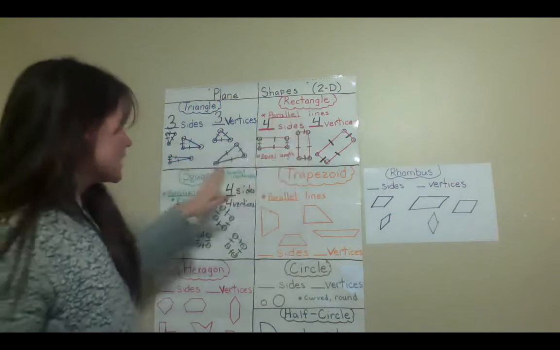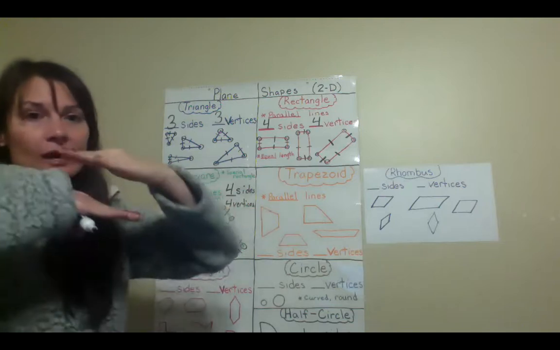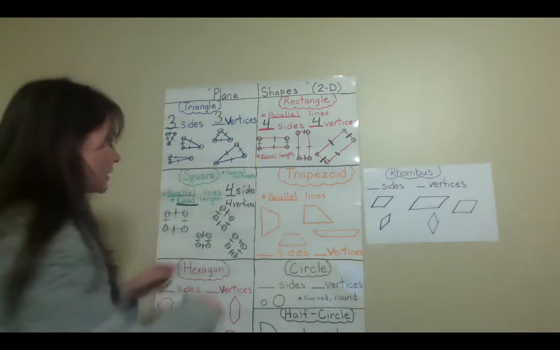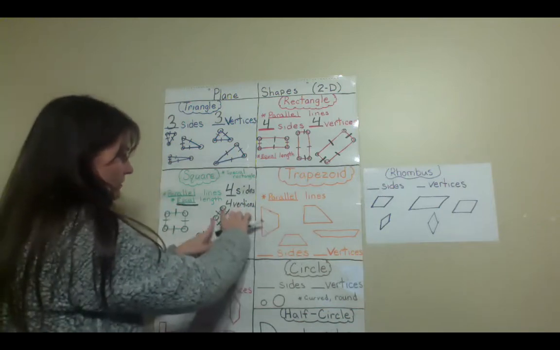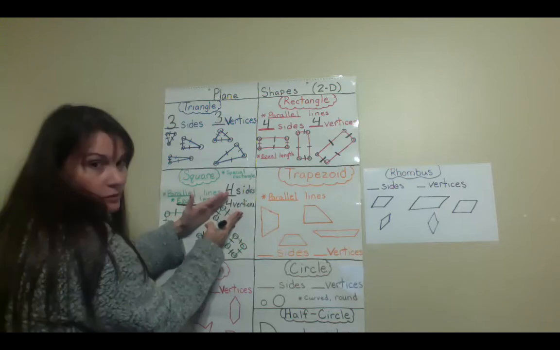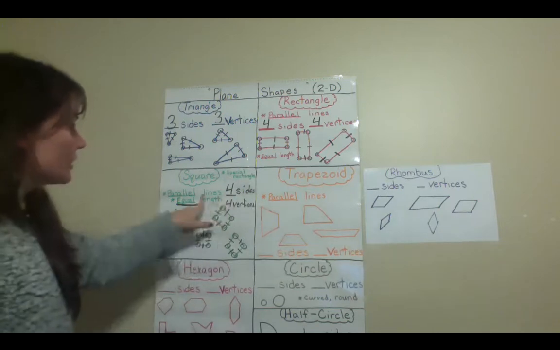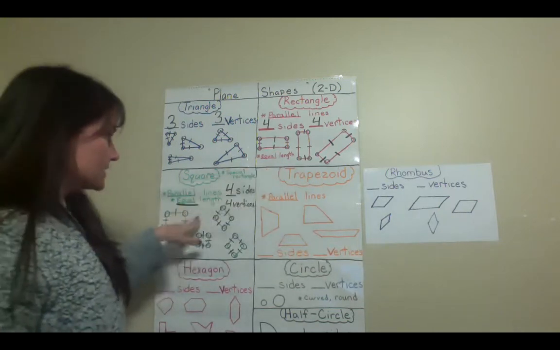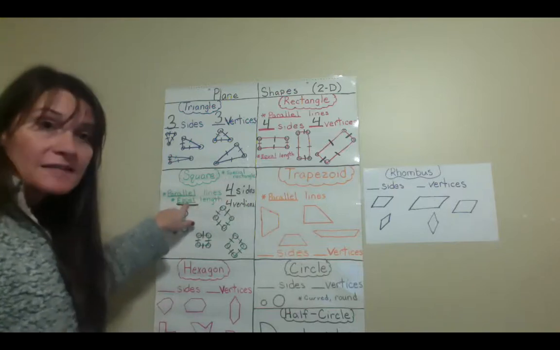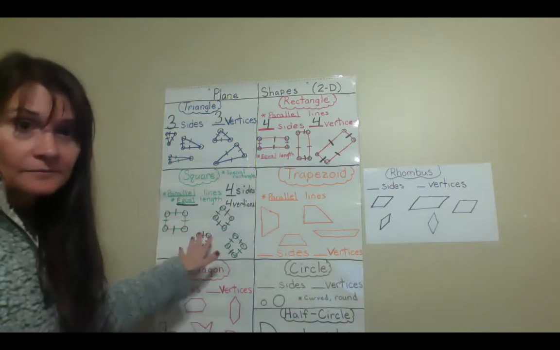Both the rectangle and the square have 2 sets of parallel lines. Remember, those parallel lines are lines that run side by side, but they never cross each other. So I see that there's a set of parallel lines and there's a set of parallel lines because those lines run side by side but never touch each other. So both have 4 sides, both have 4 vertices, but the square is special because all of the sides are the same size. They're all equal in length.